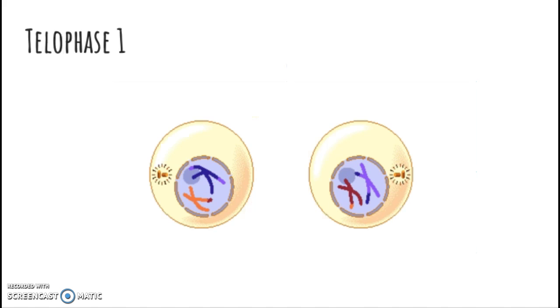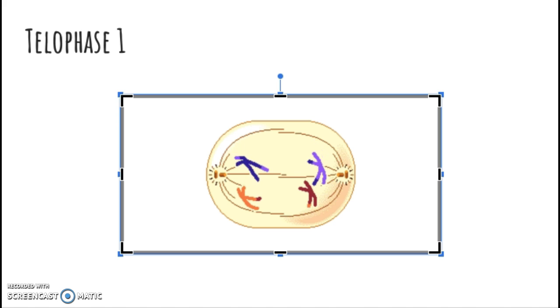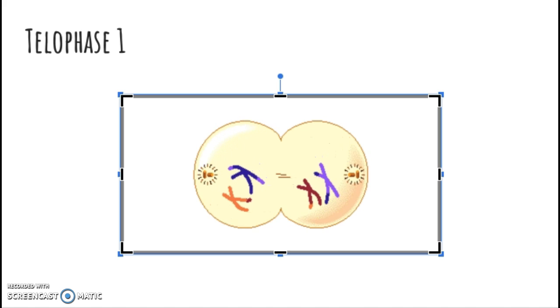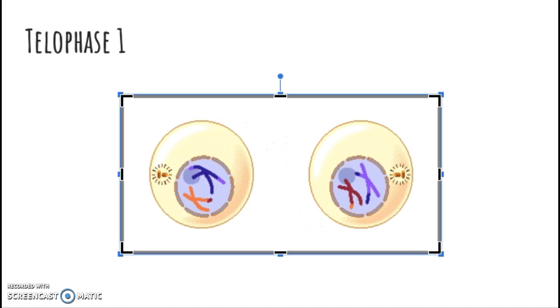Finally, we have telophase I. Individual chromosomes gather at each of the poles. The cytoplasm divides, forming two new cells.